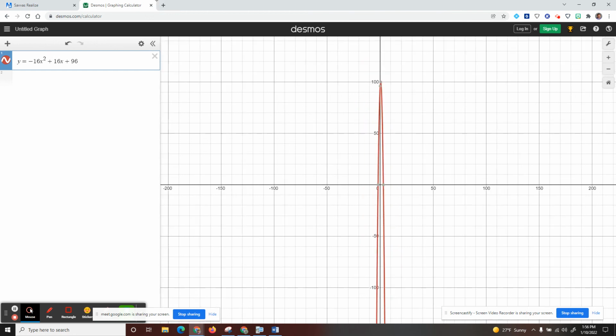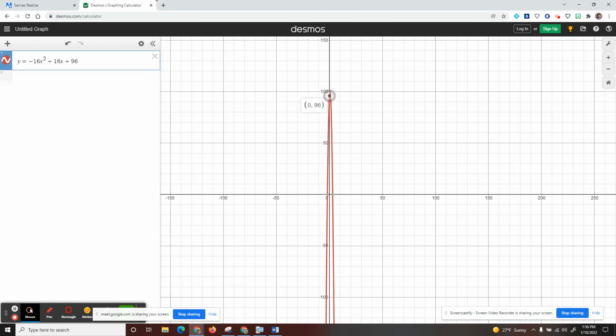Let's zoom out here a little bit. So the vertex is here, 0.5, 100. The point at 0, 96 is where the ball is thrown from that high up in the stadium. Then the ball goes up a little bit to the vertex. So the ball goes up to 100 feet in half a second, and then it comes all the way down, and it lands at 3 seconds. So at 3 seconds after the ball is released, the ball is now on the ground. So it took 3 seconds. The x-coordinate of your x-intercept, in this case, is 3. So 3 is your answer.